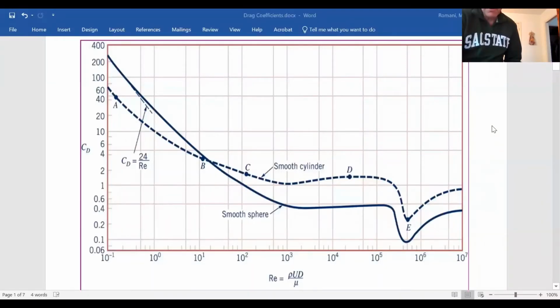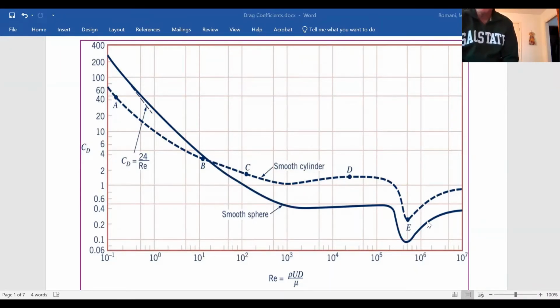All right, so there is our figure for smooth cylinders and spheres. We are on the solid line. That is the line for a smooth sphere. We are a little bit above 10 to the 6th, so we need to be over in this area here for the smooth sphere. And we can be really precise about it. There actually are curve fitting equations, but let's just be rough and get it for right now. Somewhere about 0.25.